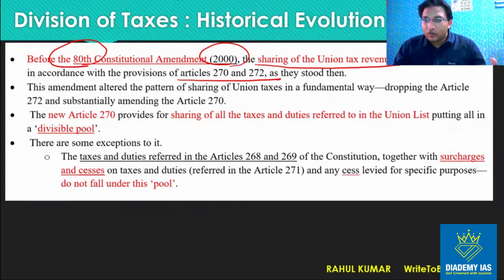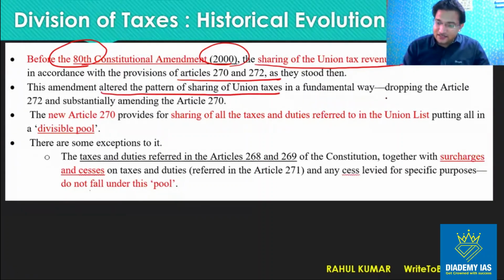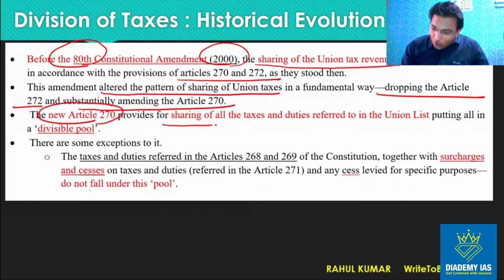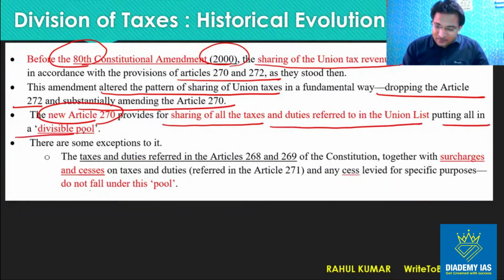This was the primary source of transfer of money, right? Now in the 80th amendment, it altered the pattern of sharing of union taxes. It dropped the article 272 and it amended the article 270. Now in the new article, it provides for sharing of all the taxes and duties referred to in the union list, putting all in a divisible pool, right?